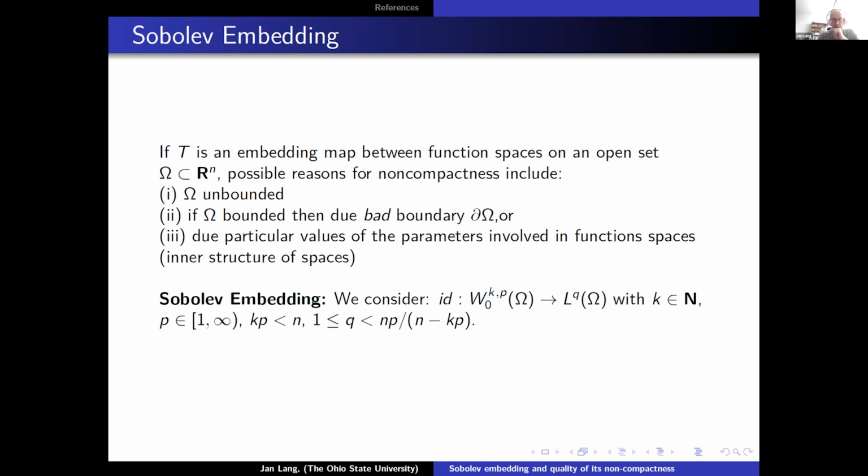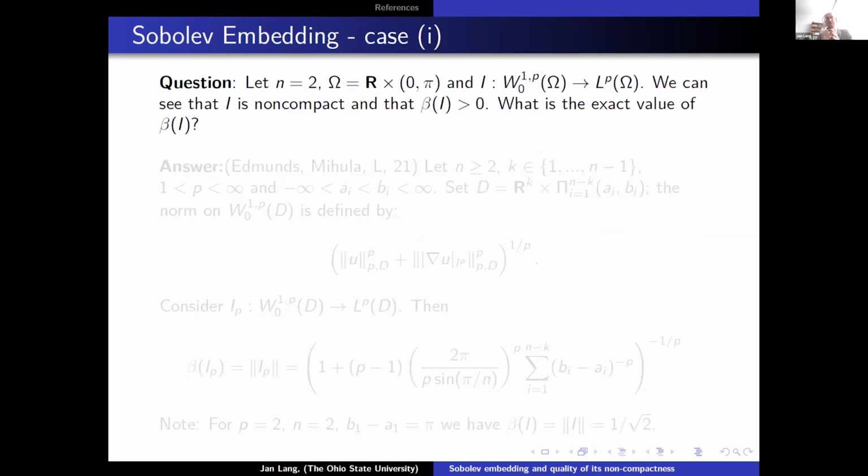I would like to look at this embedding and try to see when it is non-compact and what's going to happen. I would like to start first with one simple case, the case when the domain is unbounded. This started with a question which David Edmunds asked me about 10 years ago. Let us suppose that we are just in 2-dimensional space, and I have a domain which is nothing other than just a pipe, just an infinite pipe. On this domain, I'm going to consider the Sobolev embedding W^{1,p}_0 into L^p. Of course, this embedding was non-compact, and it was obvious that the measure of non-compactness was positive.